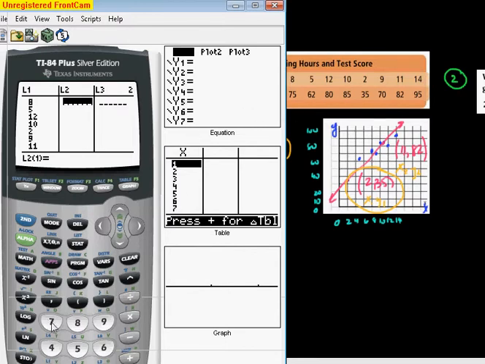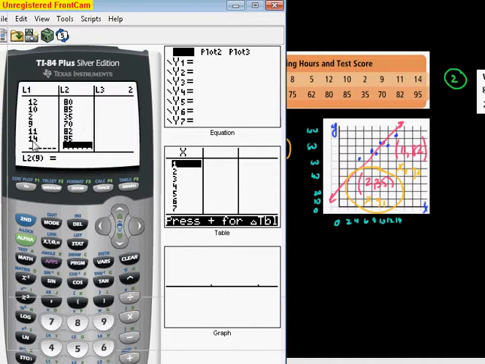So there should be 8 entries in list 2. 75, 62, 80, 85, 35, 70, 82, and 95.